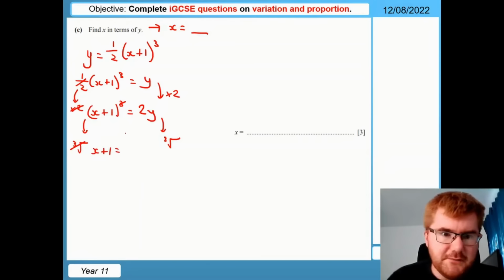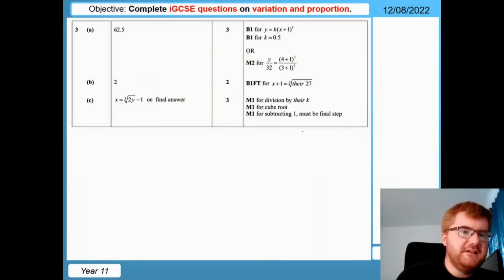The opposite of plus 1 is minus 1 on both sides, giving us our final answer, because this cancels here, of the cube root of 2y, then minus 1. And then we just need to write this nice and clearly again for the examiner.